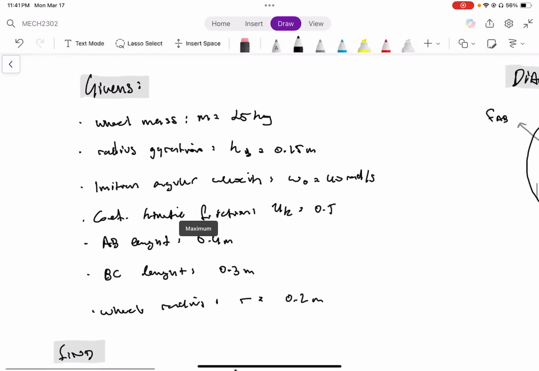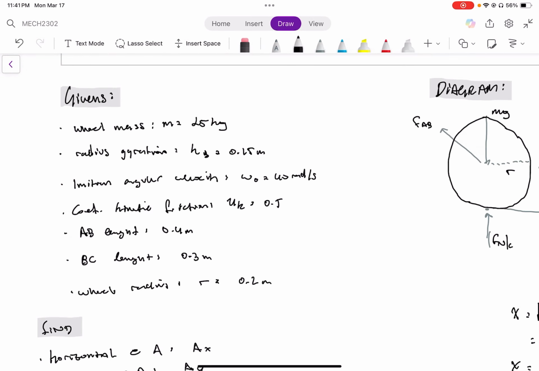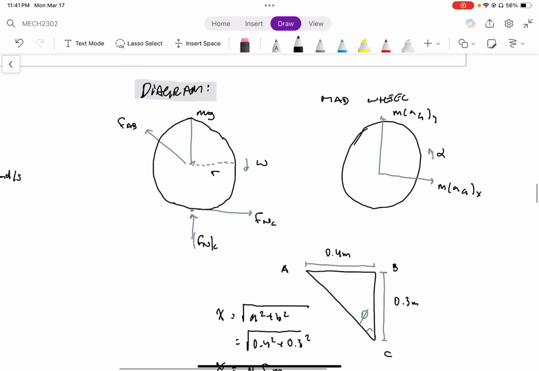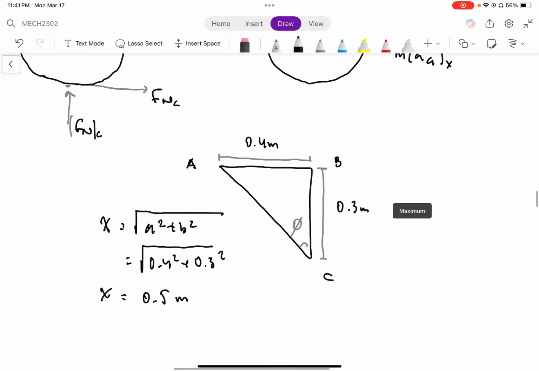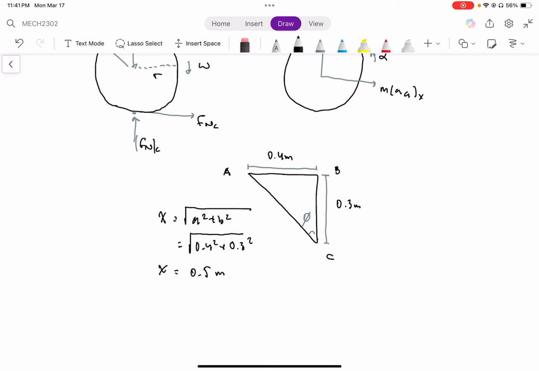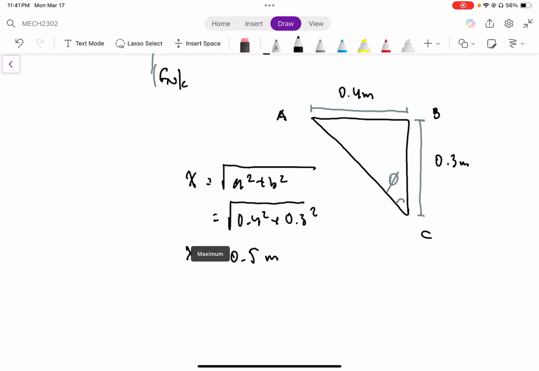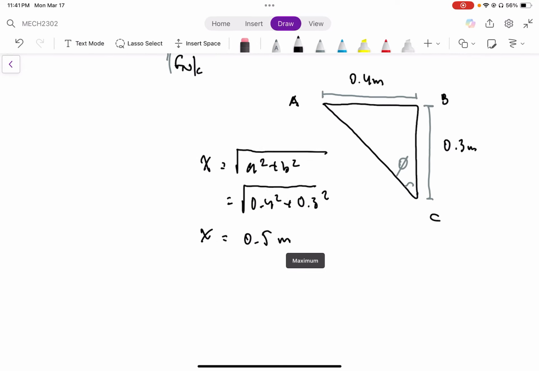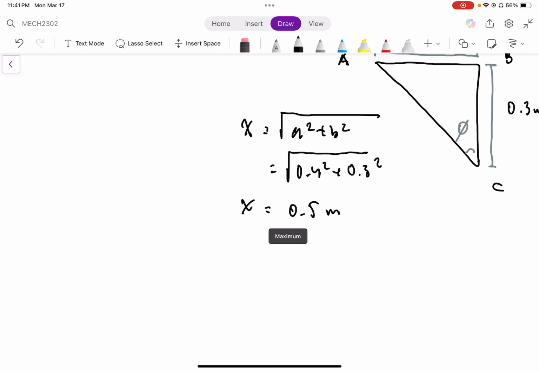These are the givens by the problem, where we're given the wheel mass, the radius of gyration kB, the initial angular velocity, the coefficient of kinetic friction, the AB length, the BC length, and the wheel radius. These are the diagrams. This is the MAD diagram. This is the wheel diagram. And this is the ABC triangle diagram, where X is the distance between A and C. Using the Pythagorean theorem, we get 0.5.